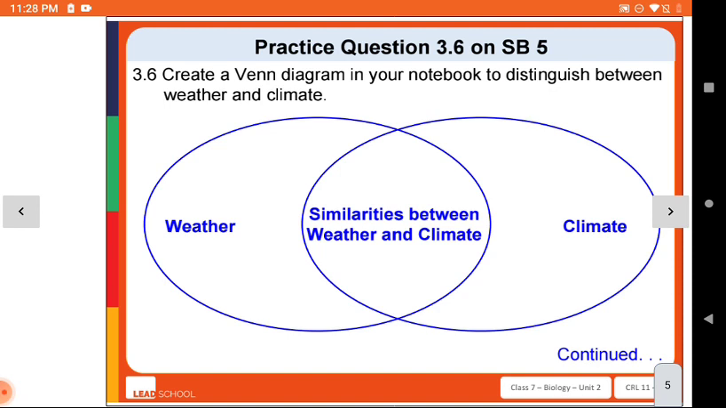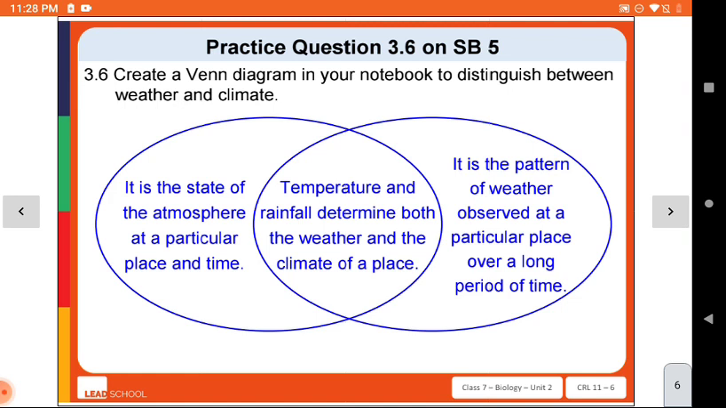The last is 3.6. Create a Venn diagram in your notebook and distinguish between weather and climate. Actually, the similarity is that temperature and rainfall determine both weather and climate. But weather is the state of the atmosphere at a particular place and particular time, whereas the pattern of weather observed at a particular place over a long period of time is the climate.